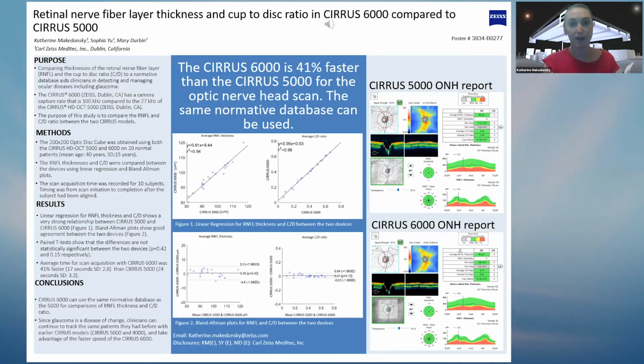So the reason why that's great is because now with the CIRRUS 6000, you're scanning at a much faster rate, so it's more comfortable for the patient and your scans are much better because you have less blinking and things going on, but the analysis that you're getting and the results are matching what you had been tracking them with in the past. And glaucoma is a disease of change, so it's important to track patients for many, many years. So of course, if you tracked them before with the 4000 and you upgraded to 5000, you can upgrade to 6000 with the confidence that you'll still be able to track that patient accordingly.